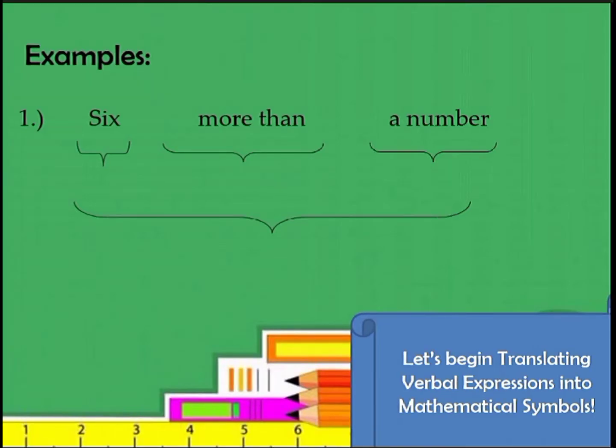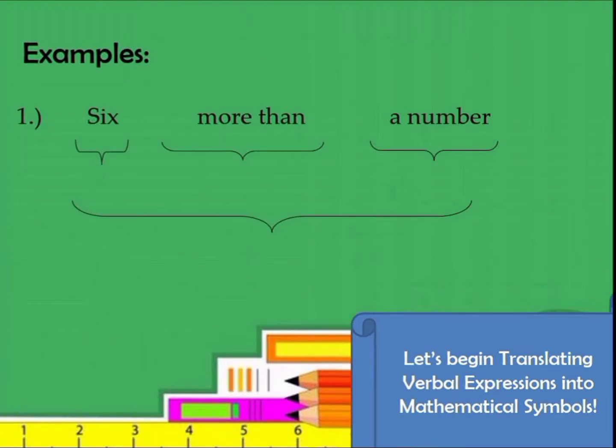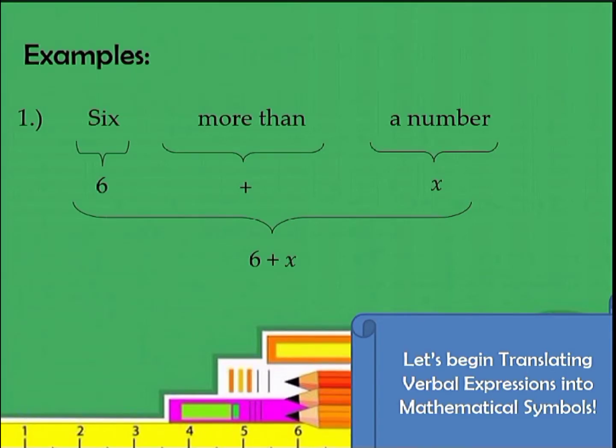Word by word hahatiin natin ito para mas padali nating matranslate. For example, 6 more than a number. So, pag pinagsama-sama, our final answer is 6 plus x. So, makikita ninyo, hinati-hati muna natin ito word by word para mas madali nating matranslate.